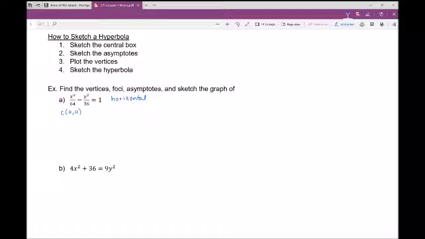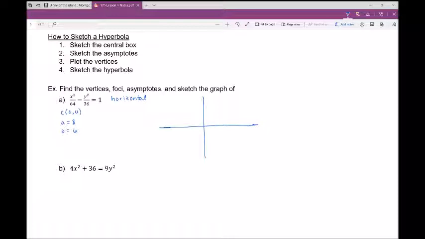Okay, now, because this is horizontal, 64 becomes a squared, so a is equal to 8. b is going to be the square root of 36, which is 6. And so now we can actually start graphing this hyperbola. So let's go ahead and put some axes down. And I'm going to make the x-axis a little bit longer because I know that this is going to be horizontal. But again, just because it's horizontal doesn't mean that it's longer in the x-axis direction.